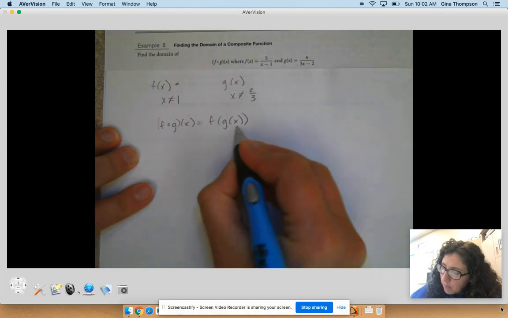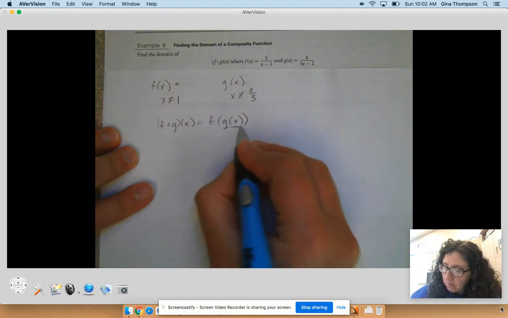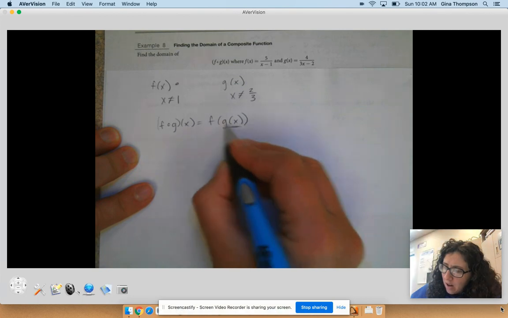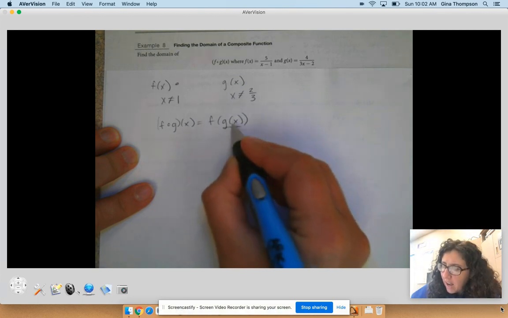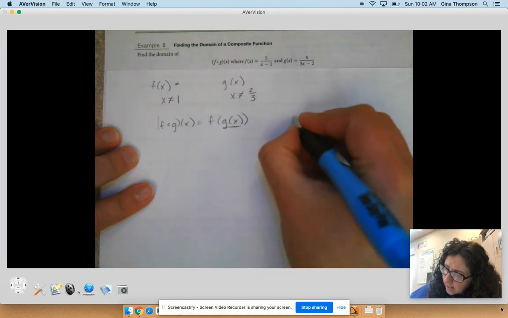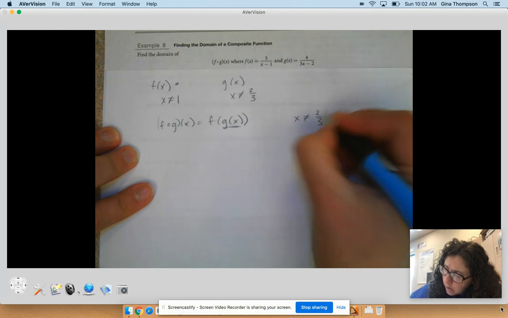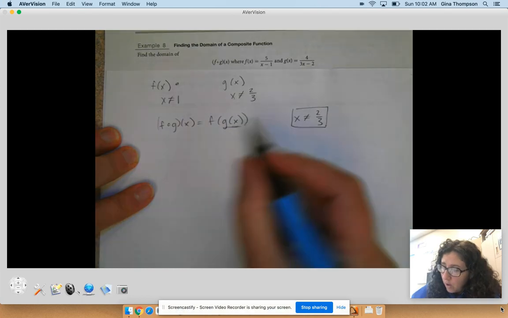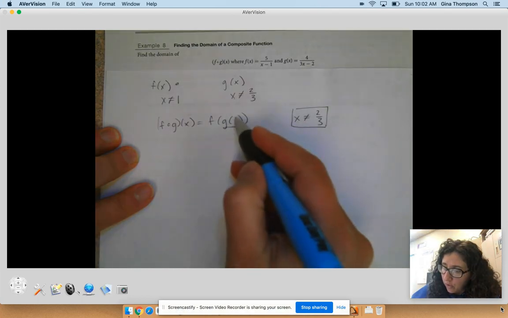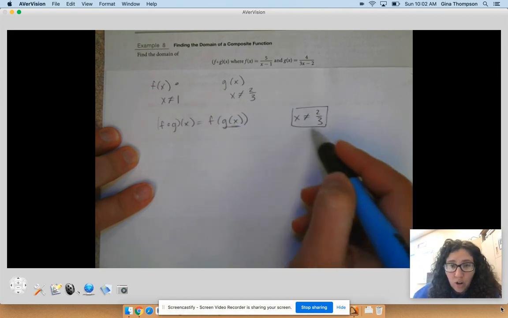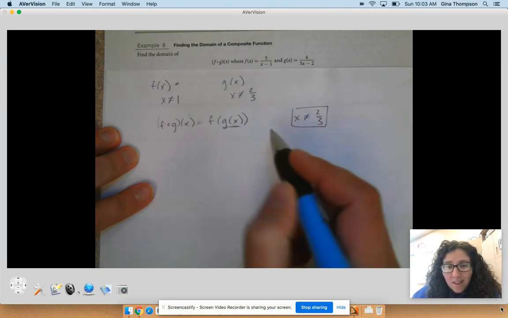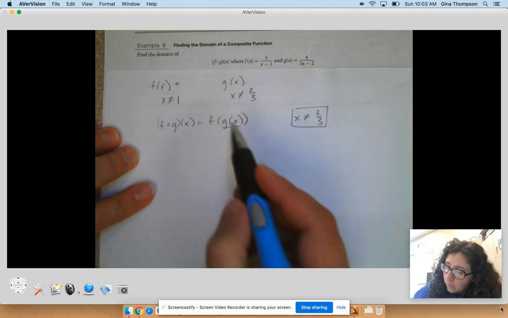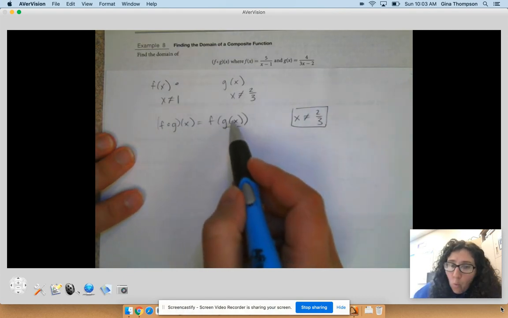So first, let's just think about this internal function, g of x. What inputs can we not have for g of x? Well, we just answered that. X cannot equal 2/3. So that is one of our restrictions on our domain for our composite function. If we put 2/3 in for x in g of x, we're going to get something undefined. So that is a restriction on our domain. Now here's the tricky part.